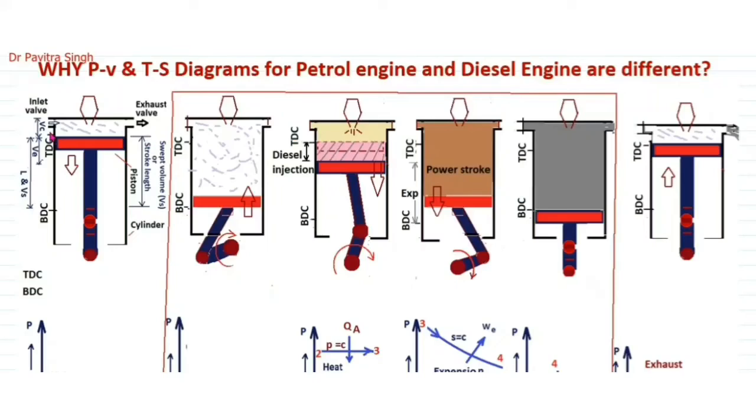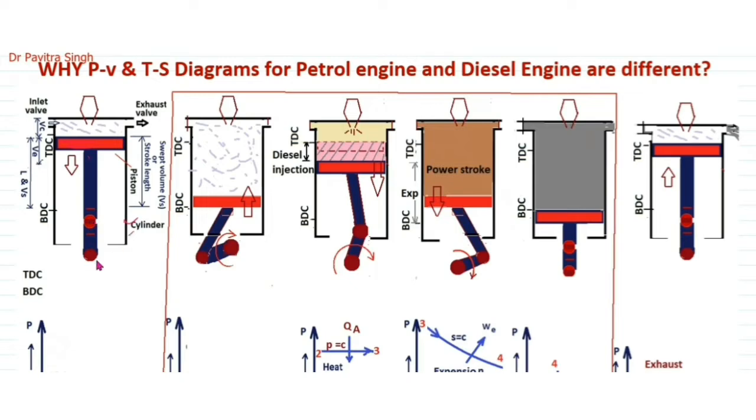So first we will talk about the CI engine. You can see here there are six figures of this piston and cylinder arrangement. This is the cylinder, and this is the piston. This is the connecting rod, from here to here, and this connecting rod is connected with the crank.